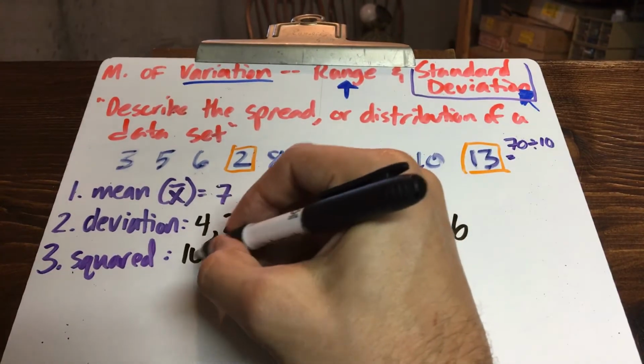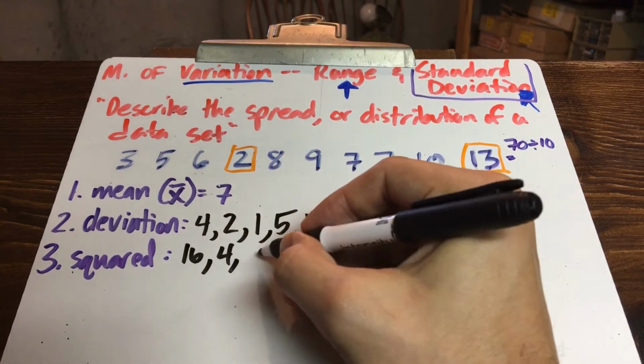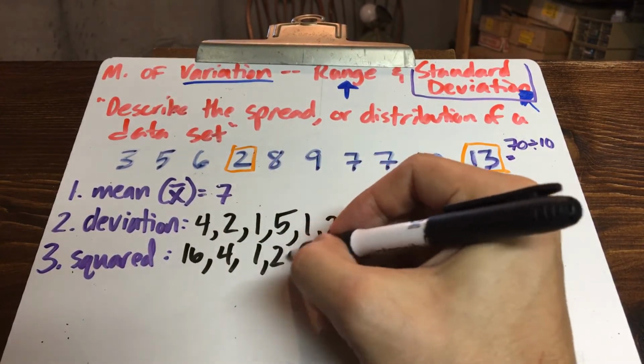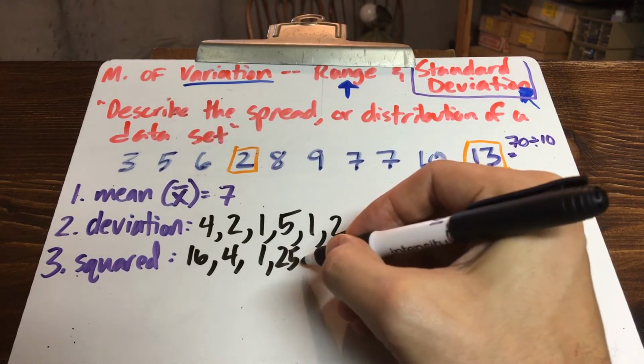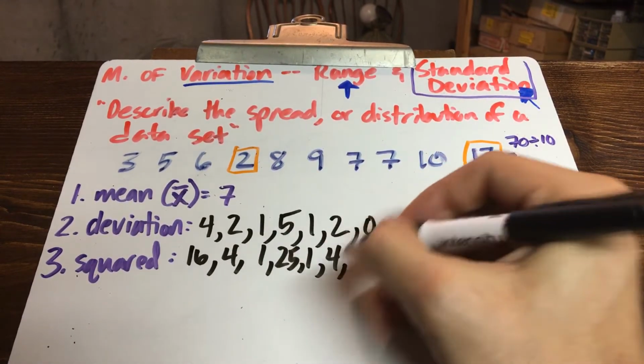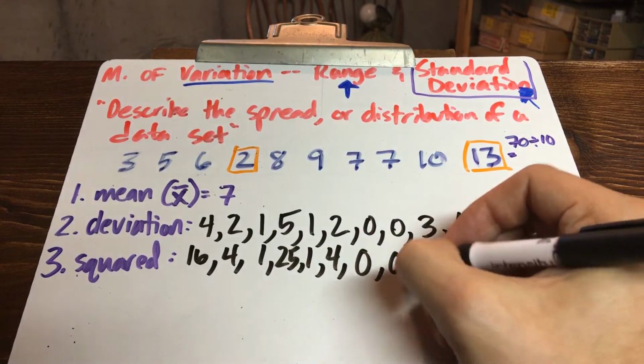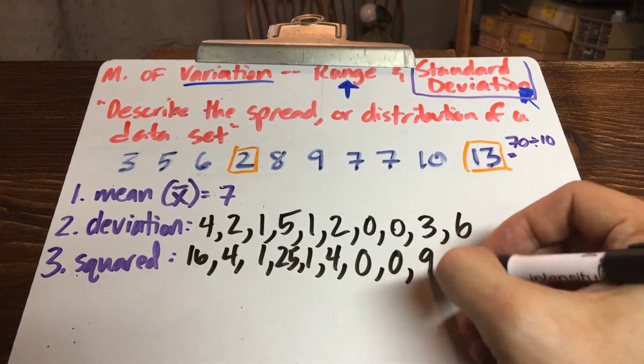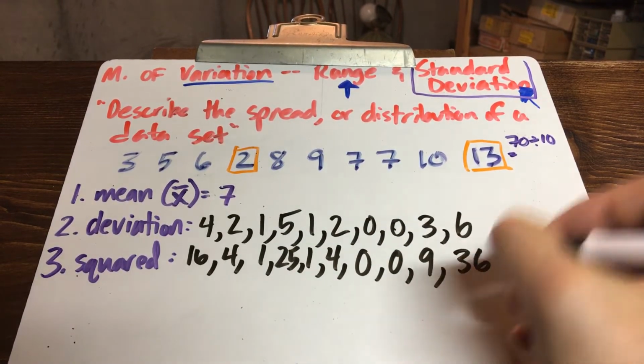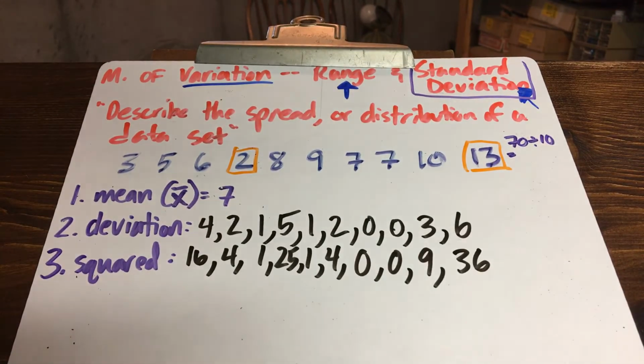4 times 4. 2 times 2, 1 times 1, 5 times 5. I'm just taking the number right above it and squaring it, right? 1 times 1, 2 times 2, 0 times 0, 0 times 0, 3 times 3, 6 times 6. Okay, so there are all of the deviations squared, and now I find the mean of these answers.